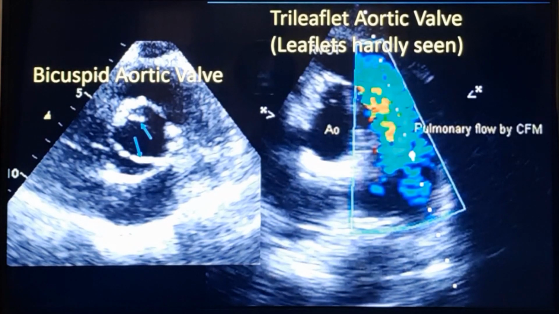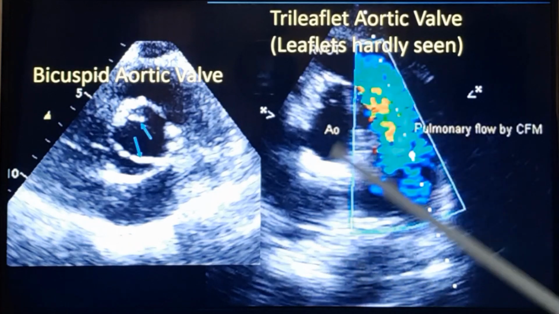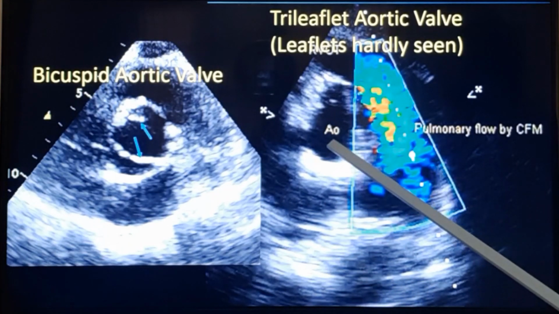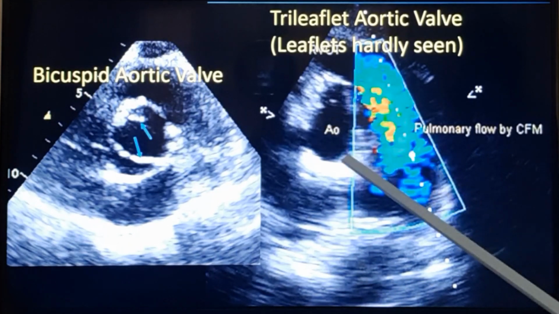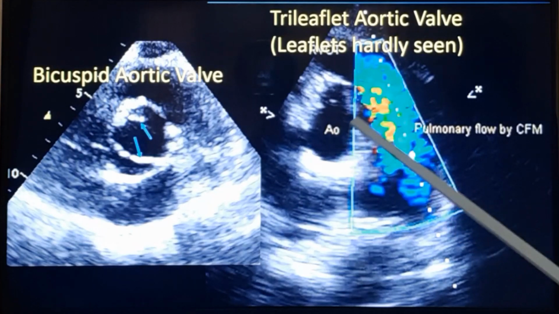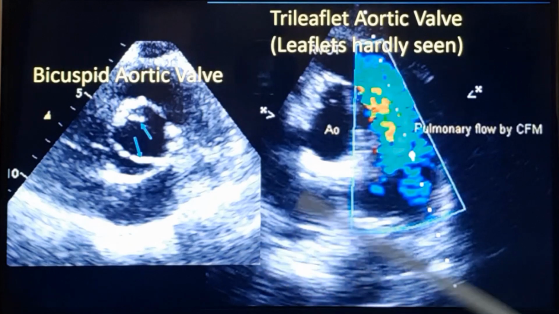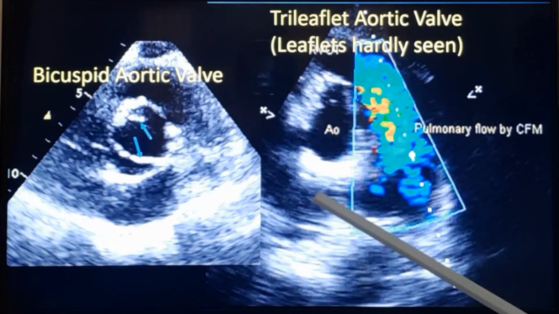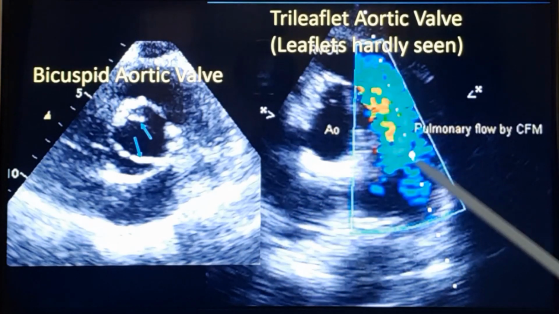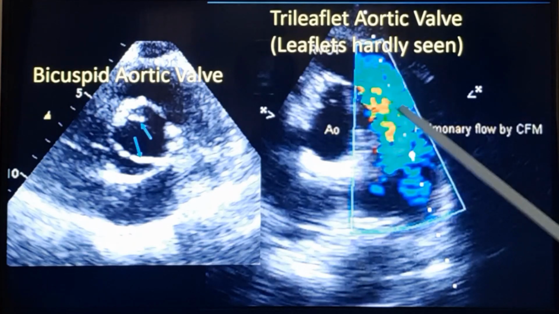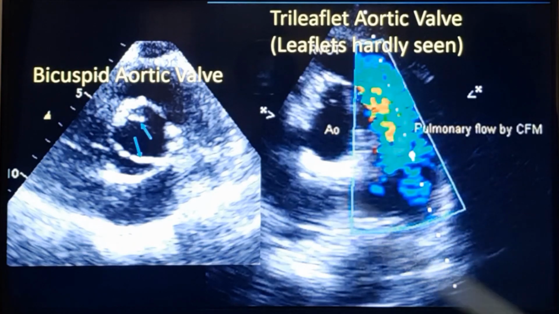This is just for familiarity, to show the difference between the open position of the bicuspid aortic valve and the tri-leaflet aortic valve. This is the parasternal short axis view. In a normal valve, you can hardly see the leaflets because they are open and almost approximate the aortic wall. So you will hardly be able to see them in real systole. Systole is identified here by the pulmonary arterial color flow mapping.